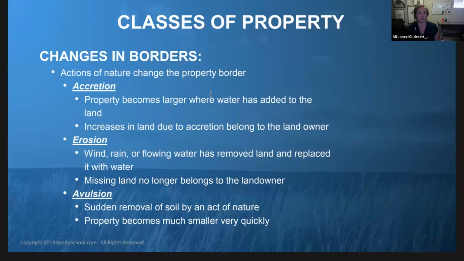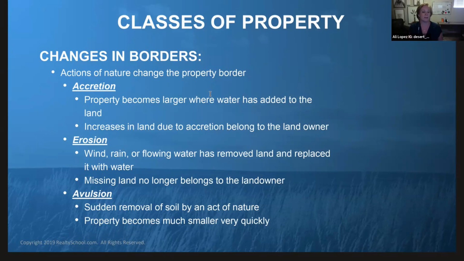There can be changes in the borders of all these water places, and it's acts of nature. So accretion is when the property becomes larger where water has added to the land. So increases in land due to accretion belong to the landowner. So if you owned beachfront property in South Florida and the hurricane just came along and the water actually created more beach for you because it came in, then you actually own more beach.